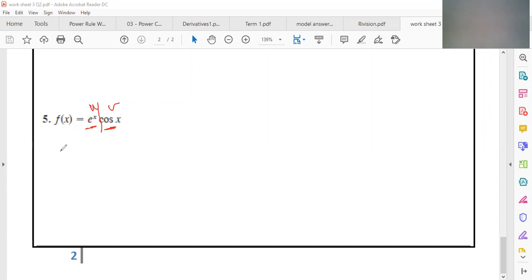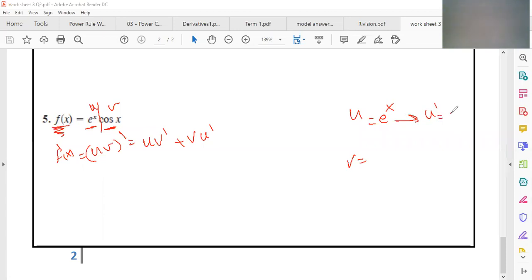Here it will be u, v. F prime of x, the derivative of this function, equals the derivative of this product, which is first multiplied by the derivative of the second, plus second multiplied by the derivative of the first. Where is u? Where is v? I think it's so easy. U is e to the power x, which implies u prime is e to the power x. V is cosine x. V prime will be negative sine x.